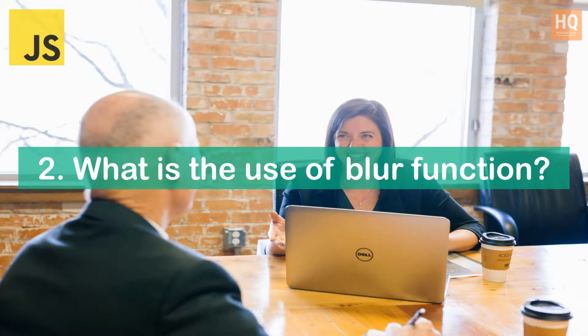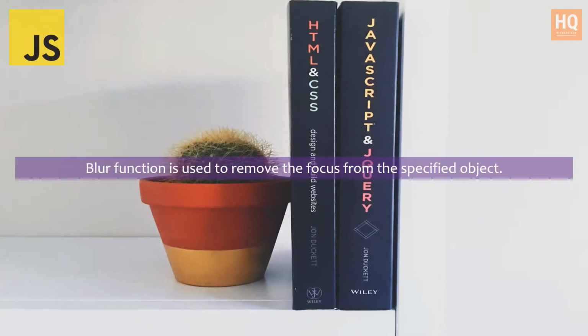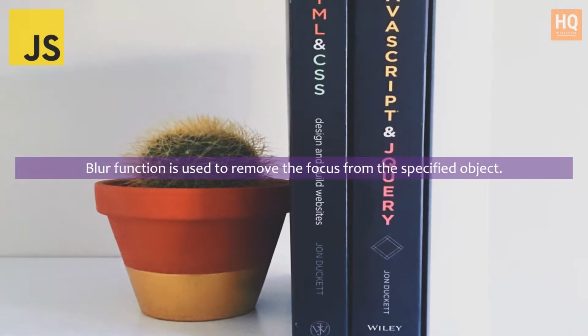What is the use of blur function? Blur function is used to remove the focus from the specified object.